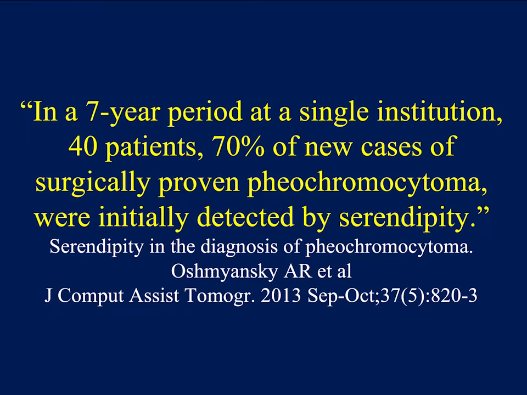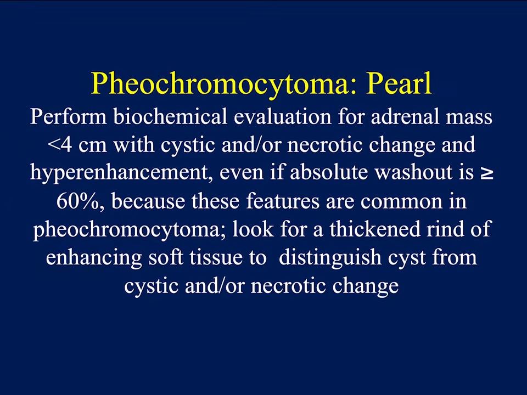Now, we always like to think that Pheos present with symptoms of hypertension, which is why when all the initial work of coming up with adrenal density to determine benign lesions was done, they always excluded Pheos because they said, oh, everyone knows what a Pheo is because of clinical presentation. And this study was from Hopkins. 70% of new cases of surgically proven Pheos were detected by serendipity. So only 30% were classic hypertension, 70% incidental.